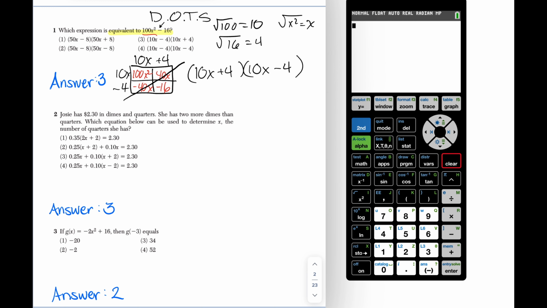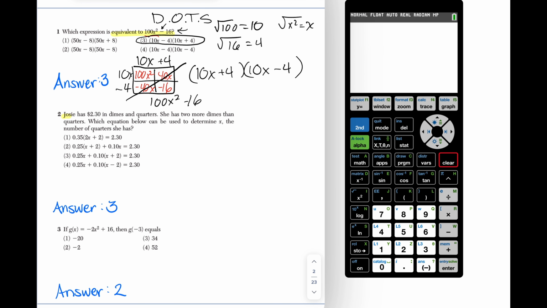40x minus 40x is just going to give me 0 x's. So that's going to leave me with 100x squared minus 16, which is what we had here. And you'll see our choice right over there. All right, but the big key was recognizing that each term can be squared, and we can find the square root of them.